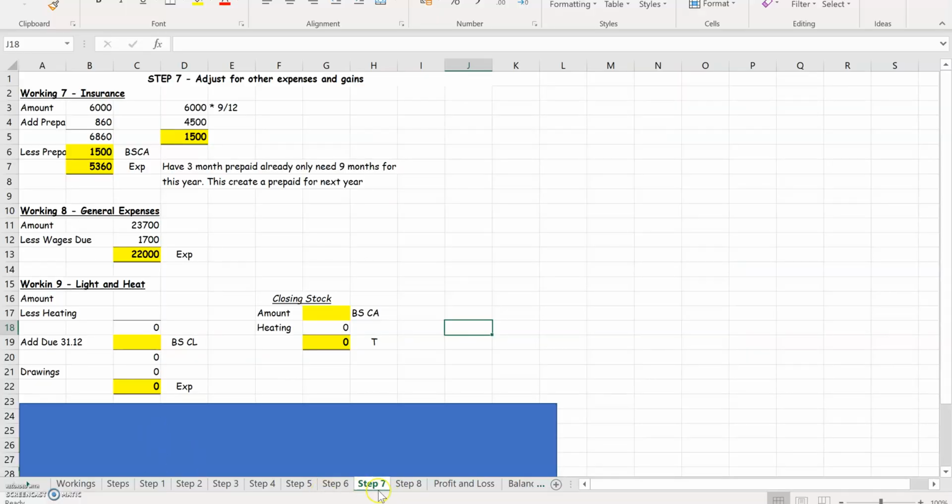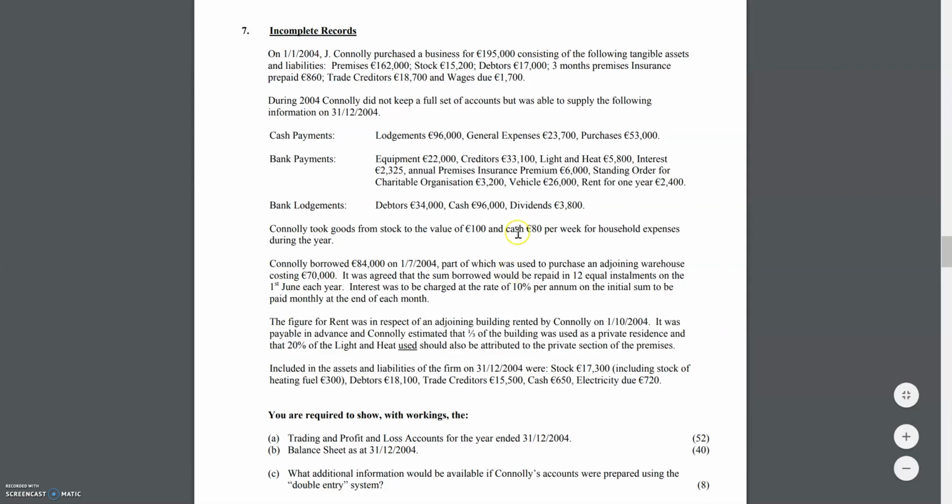Okay, so still continue on with step number 7. So what we've done so far is we've done our premises, we've done our wages due. So there are 2, as part of wages will be part of our general expenses. There are 2 things that we need to note that we have to adjust for as part of step 7. Here then we have 2 adjustments to do as part of this paragraph here. One is going to be for rent and the other is going to be for light and heat. And it says 20% of light and heat used should be attributed to the private section of the premises.